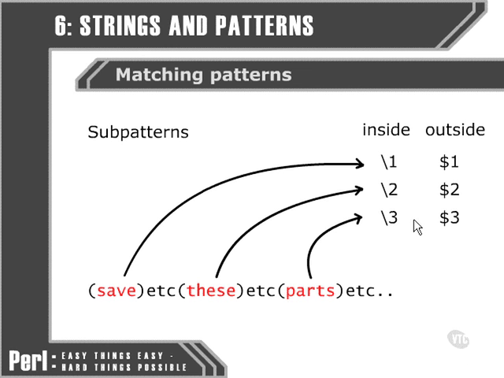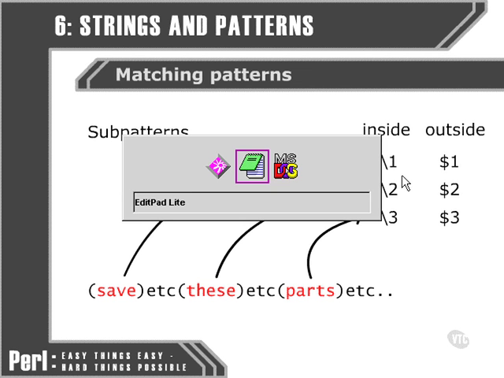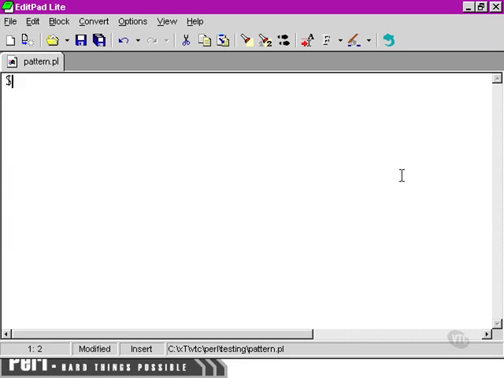We'll also reference them in different ways, as you can see on this side of the screen, depending on whether we're referencing them within the pattern itself or outside. We use the backslash to escape the number, or outside we use the $ sign. Let's move over to our text editor now and put together a little example.